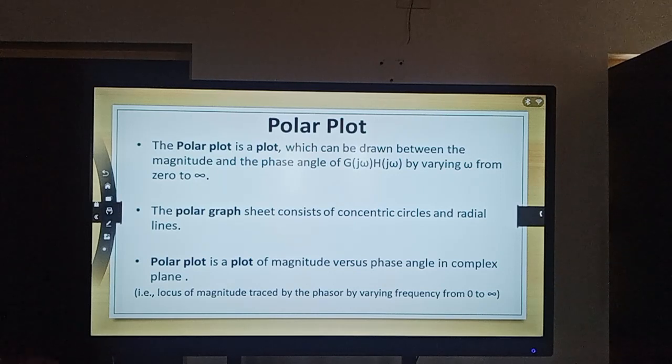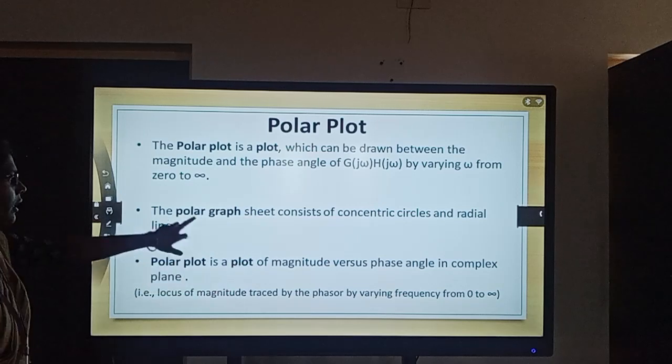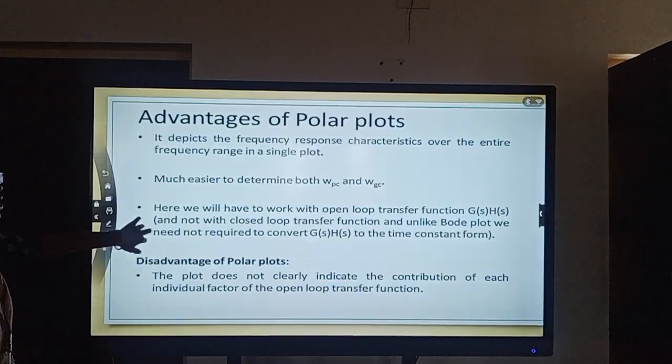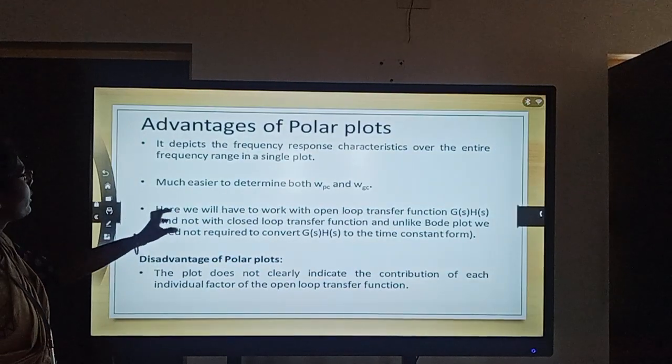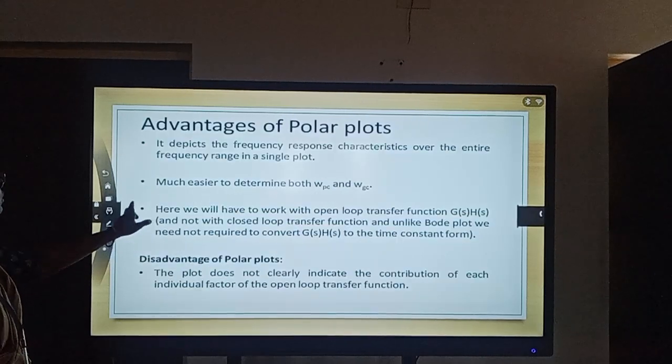I already showed you that plot, how the polar plot will be. So for what purpose are we drawing this plot? Magnitude versus the phase angle in the complex plane. And one more important thing is that we vary the frequency from 0 to infinity. Next are the advantages.